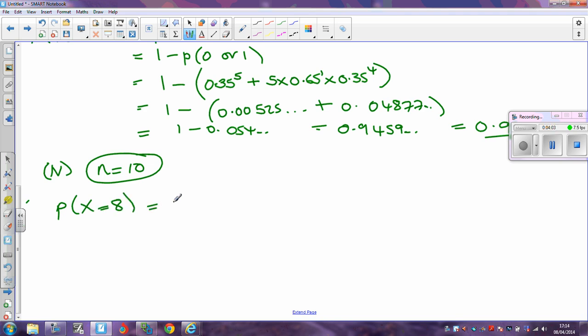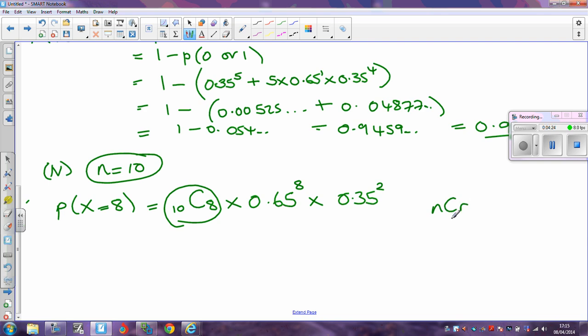Now the coefficient that goes in front is going to be 10C8. It's going to take me a while using Pascal's triangle, so I'll use the alternative. You've got 8 people who did go abroad, so that's 0.65 to the power 8. You've got 2 people then who didn't go abroad, so that's 0.35 squared. Now to work out this, you can either use the nCr button on your calculator and just type in 10C8, and that number comes out as 45.